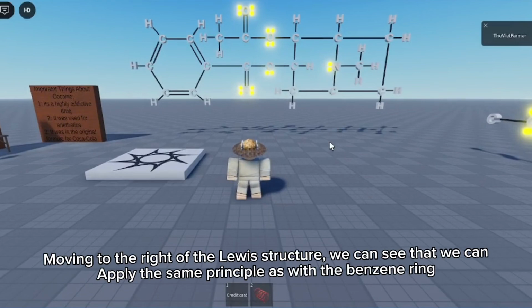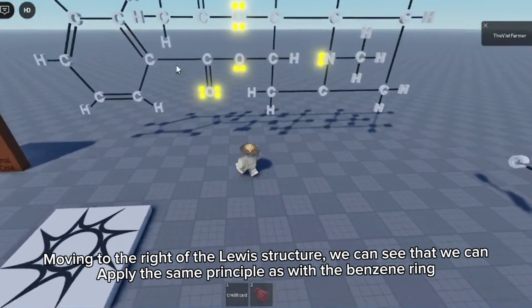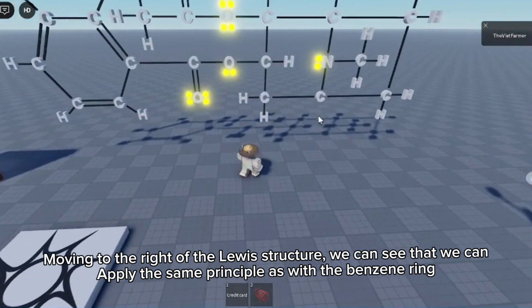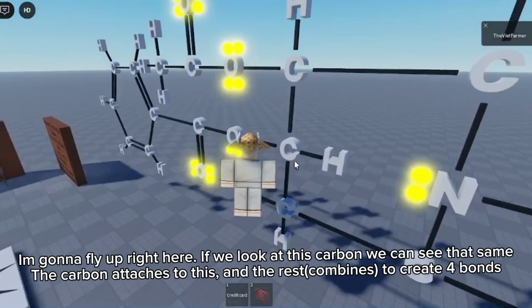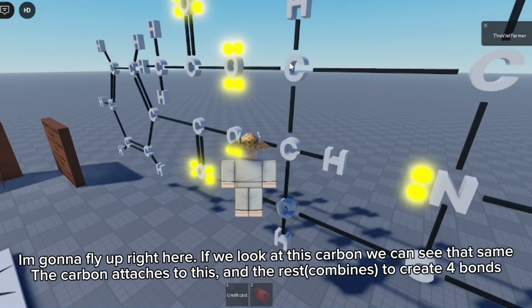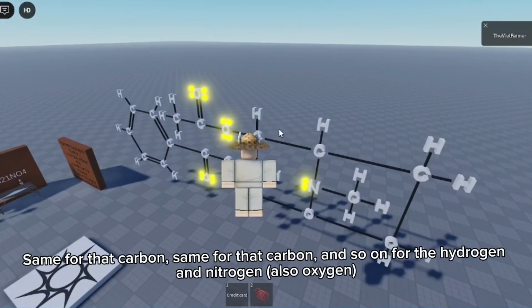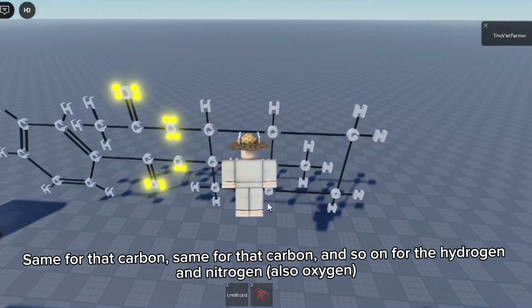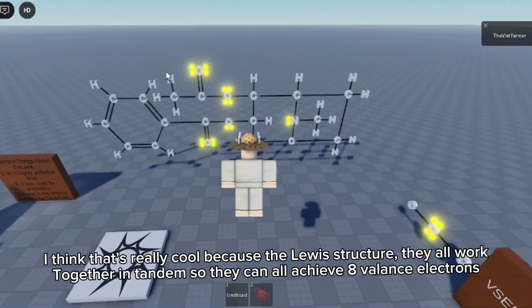Moving to the right of the Lewis structure, we can see that we can apply the same principle as with the benzene ring. So I'm going to fly up right here. Let's see. If we look at this carbon, we can do the same. This carbon attaches to this, and the rest creates 4 bonds. Same for that carbon, same for that carbon, and so on with the hydrogen and nitrogen. I think that's really cool because the rest of the structure, they all work together in tandem so that they can all achieve 8 valence electrons.